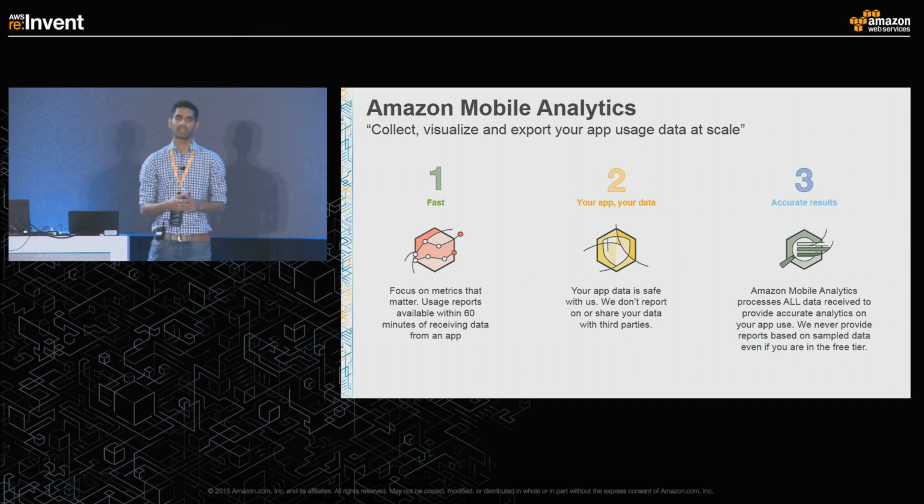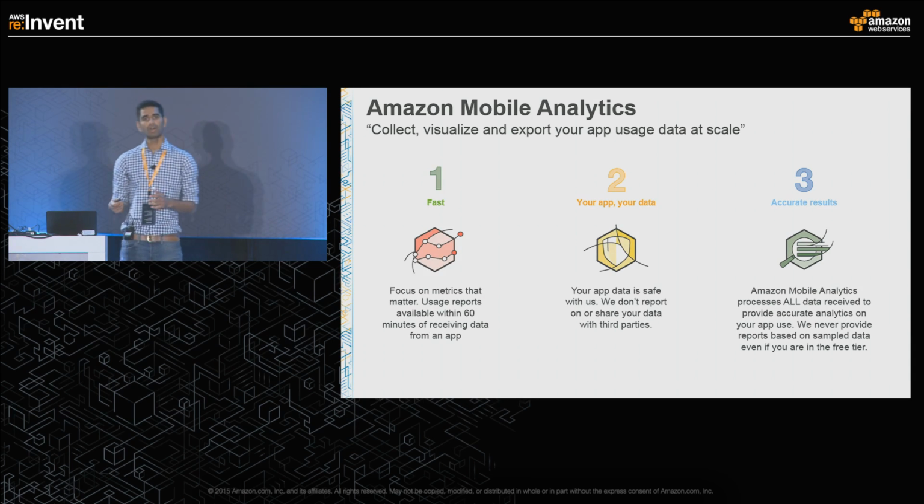So here is why we think we differentiate ourselves from the rest. One, we are fast. We give you complete ownership of your data, and we provide accurate and non-sampled results to you. We enable you to access all of your app usage data within less than 60 minutes of the events happening in your app. With this low latency, you could get actionable insights and take quick actions on your app. Let's say you're running a marketing campaign, or you've just launched a new feature.